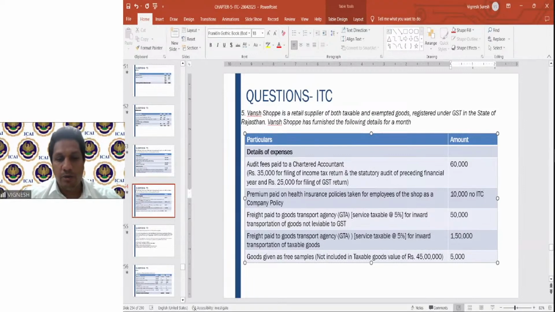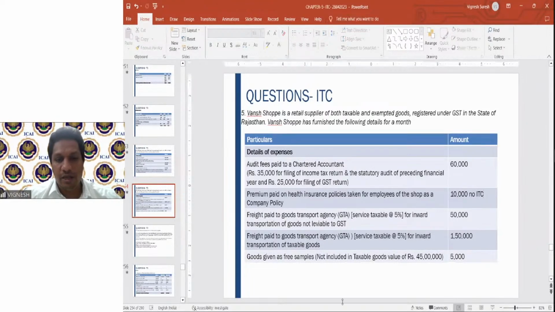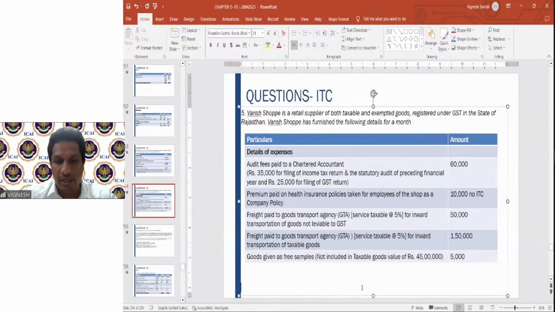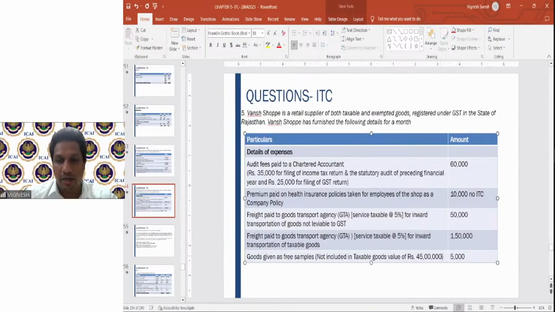Then freight paid to goods transport agency for inward transportation of goods. Now this is reverse charge mechanism, so this also will come. But first, let us cover the balance amount. Goods given as free samples, not included in the taxable value of goods. So this additional item which is there, free samples, this is also a blocked credit, right?